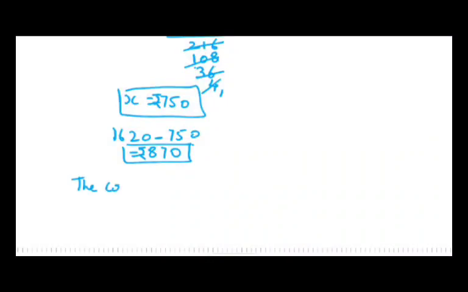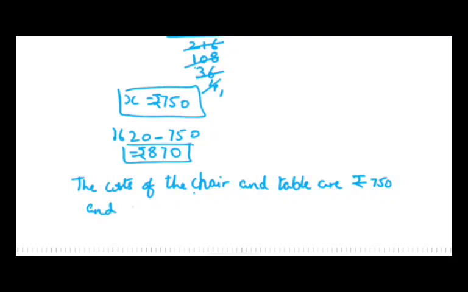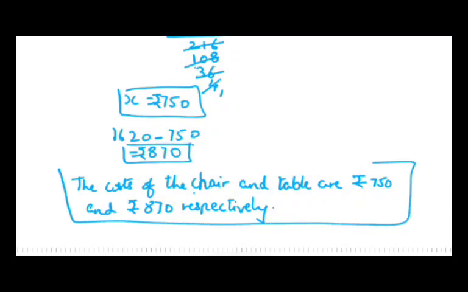The cost of the chair and table costs are, chair first. So chair rupees 750 and rupees 870 respectively. Important to write the statement.